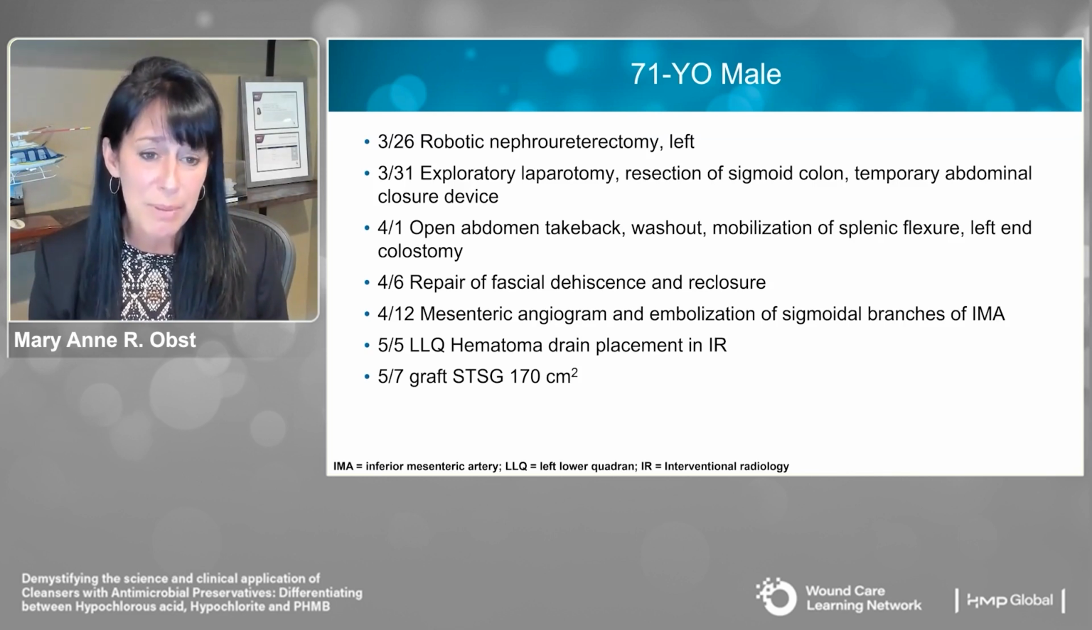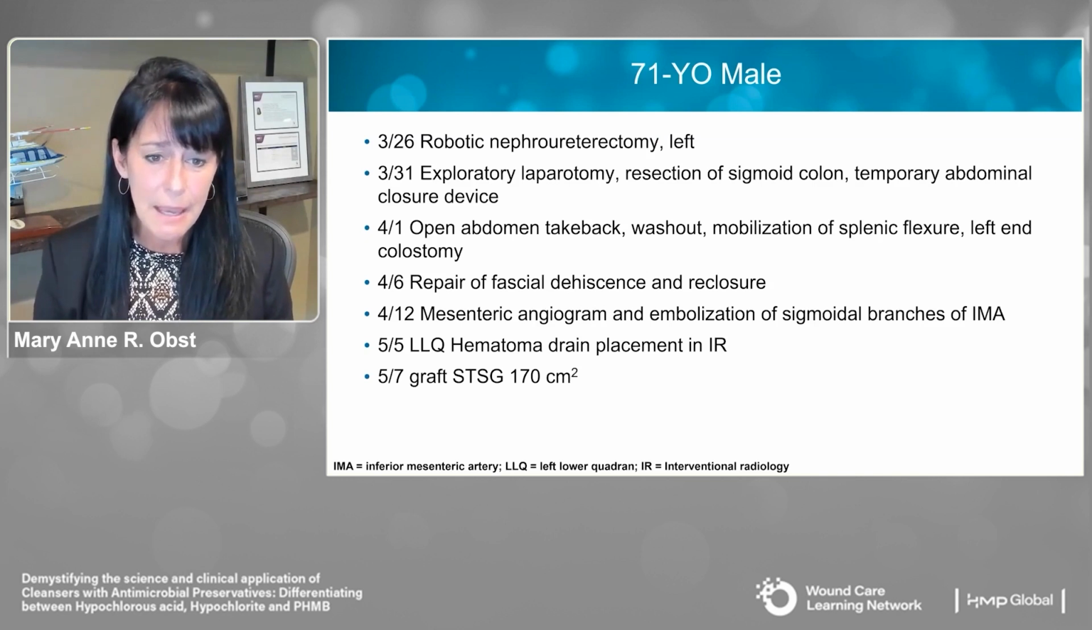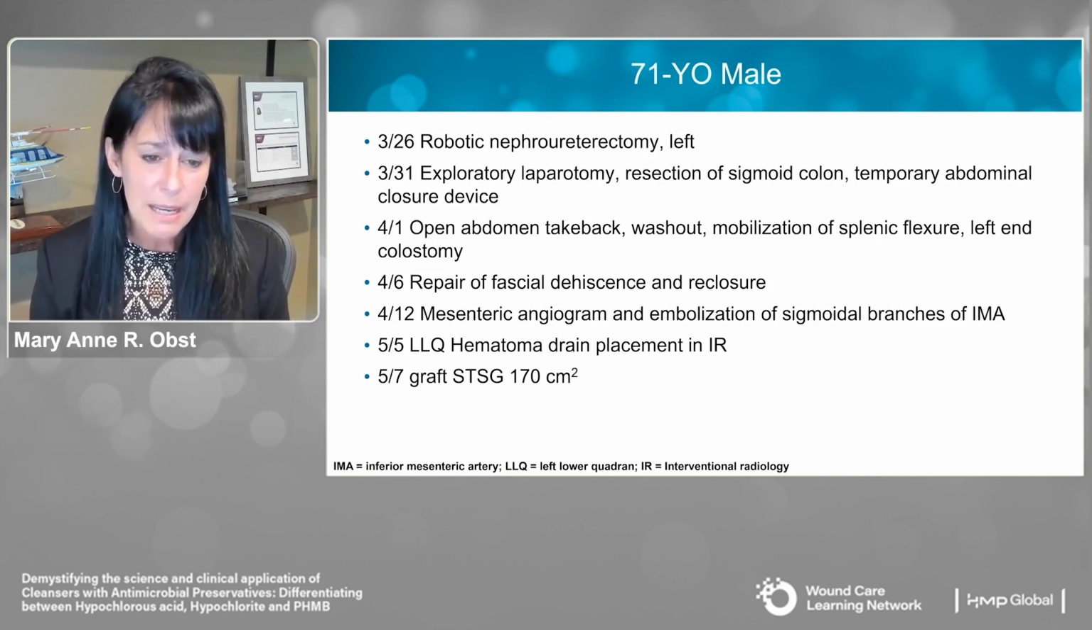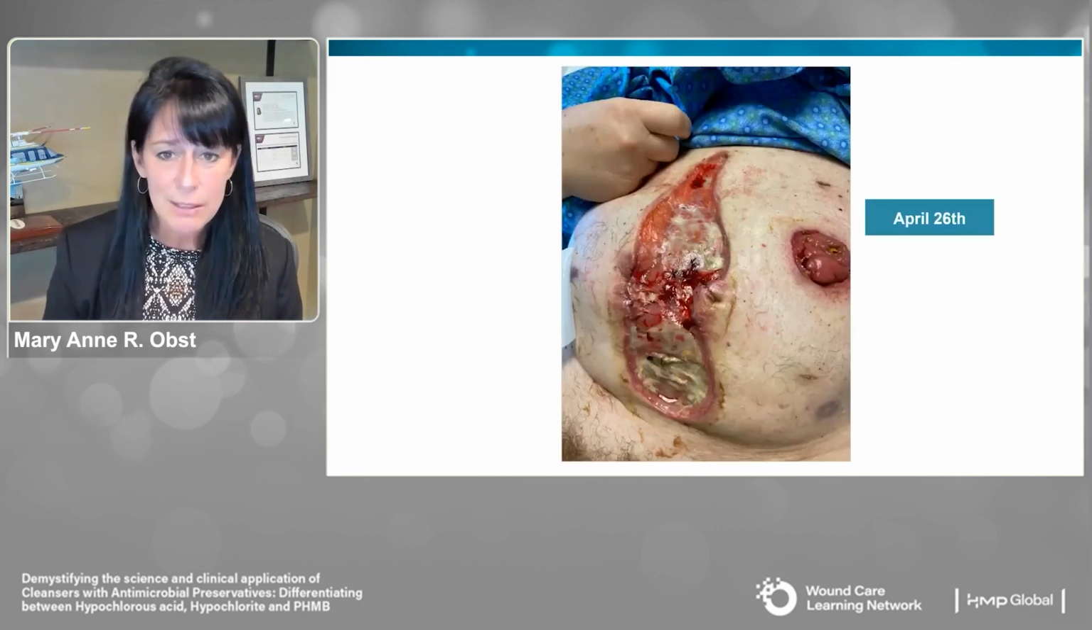On the 4th, we went back for a fascial dehiscence and reclosure. He had embolus in his IMA that had to be embolized. And then he also had a huge hematoma and drain placement by IR. Finally, his last procedure was a skin graft on May 7th. So what does this look like?